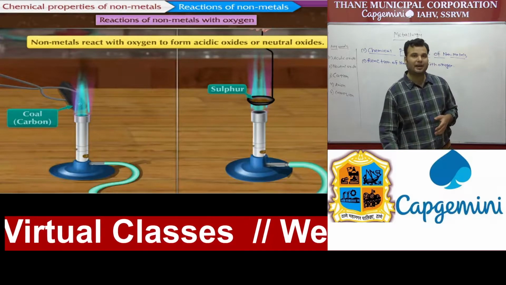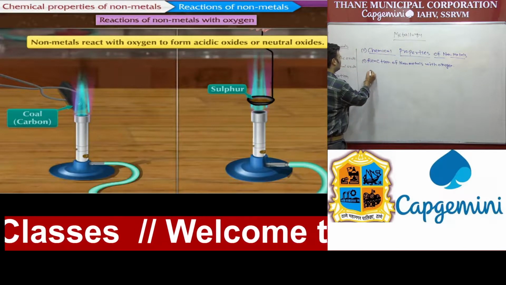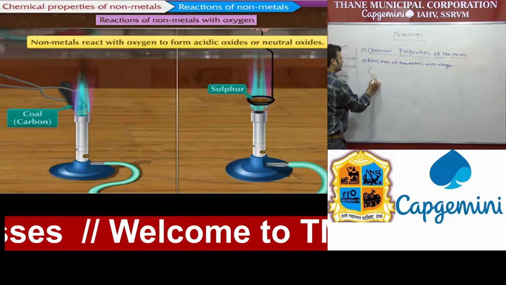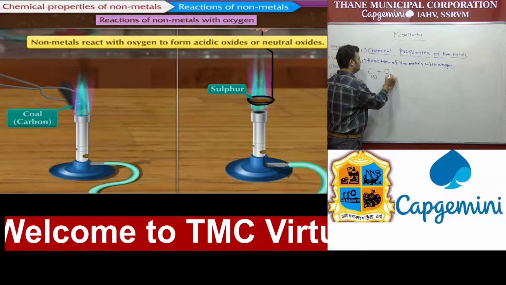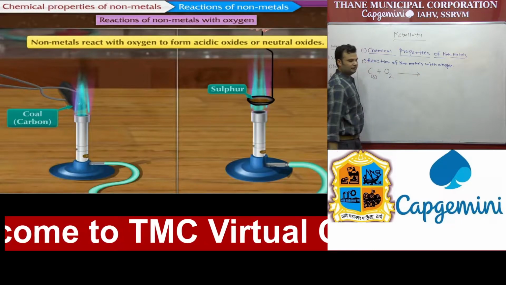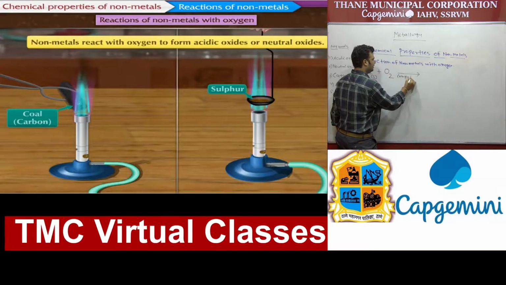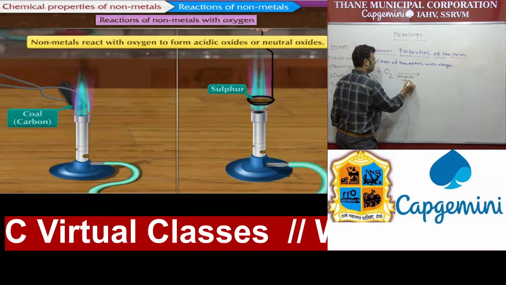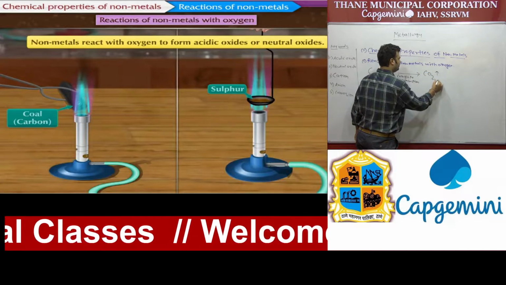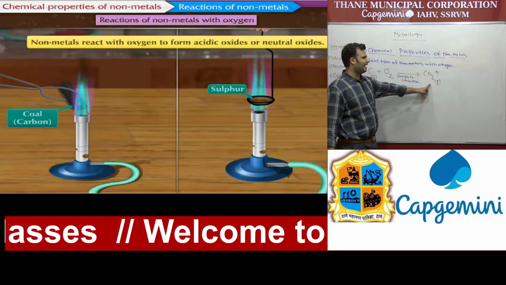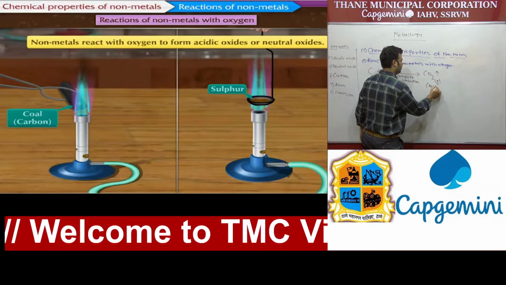So how can you prove this statement? Take one example, carbon. Carbon is a solid, that is a non-metal. When it reacts with oxygen in a complete combustion reaction, so that is very important, complete combustion, at that time it forms carbon dioxide. That is an acidic oxide. This one is known as acidic oxide.